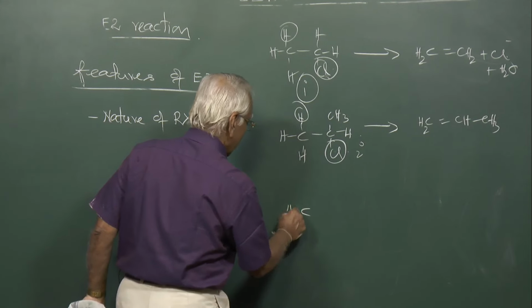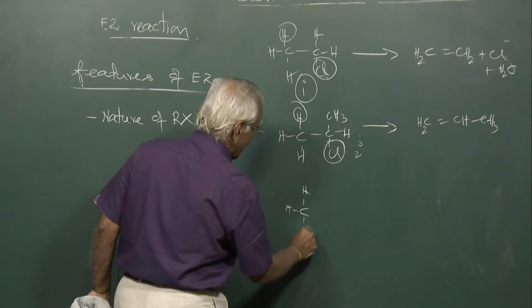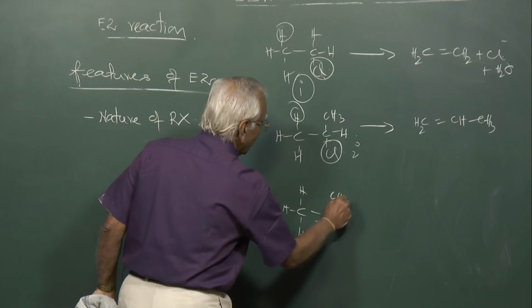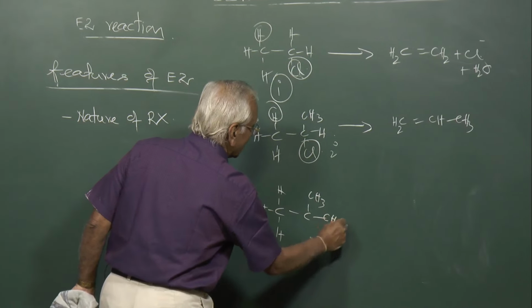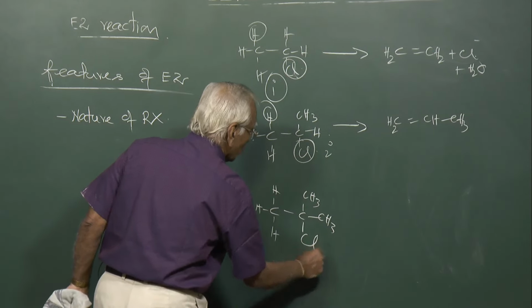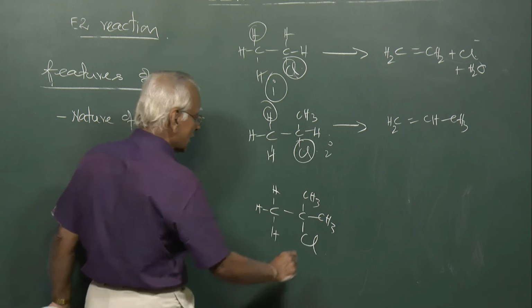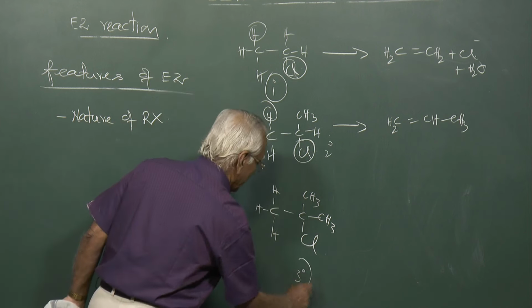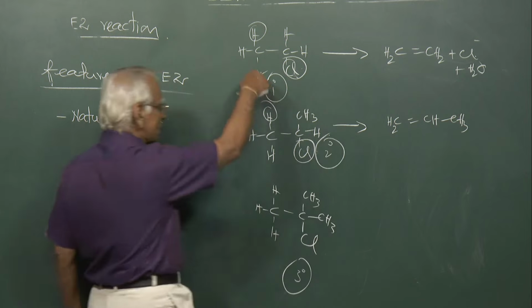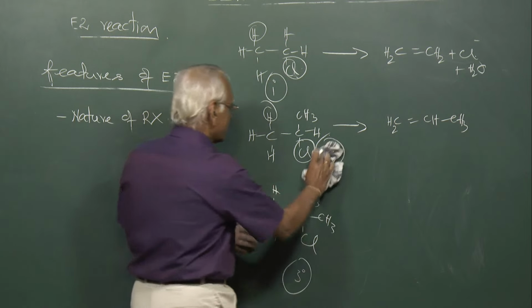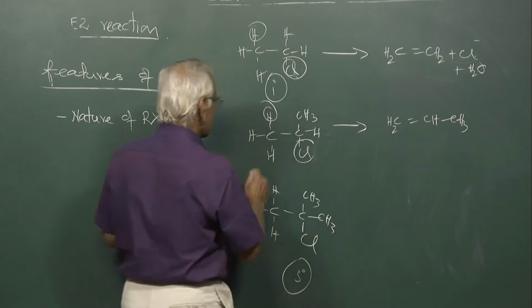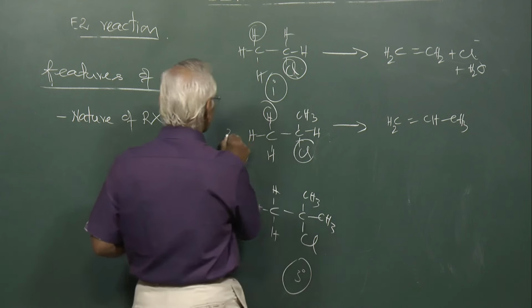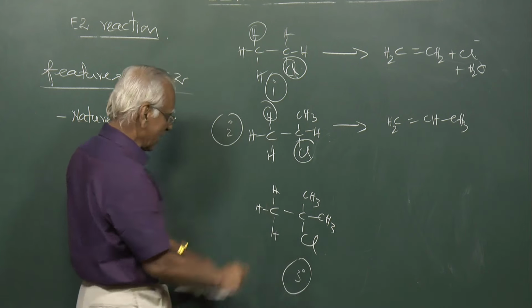We have one CH3. Both the alpha hydrogen atoms are replaced. It becomes a tertiary halide. And this was a secondary halide. This is the primary halide here. This is the secondary halide. This is the tertiary halide.